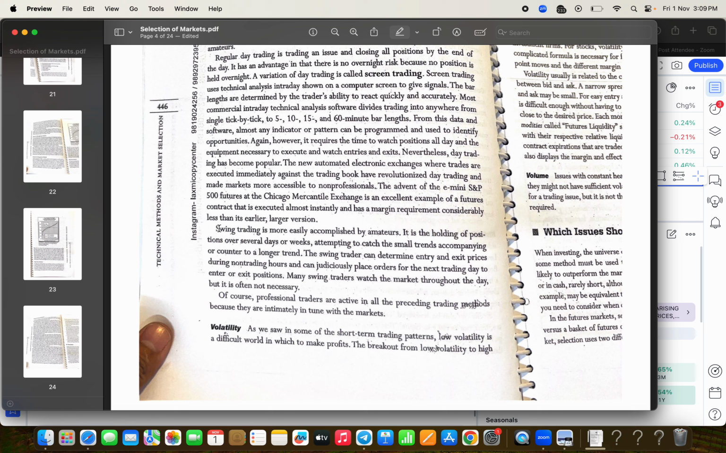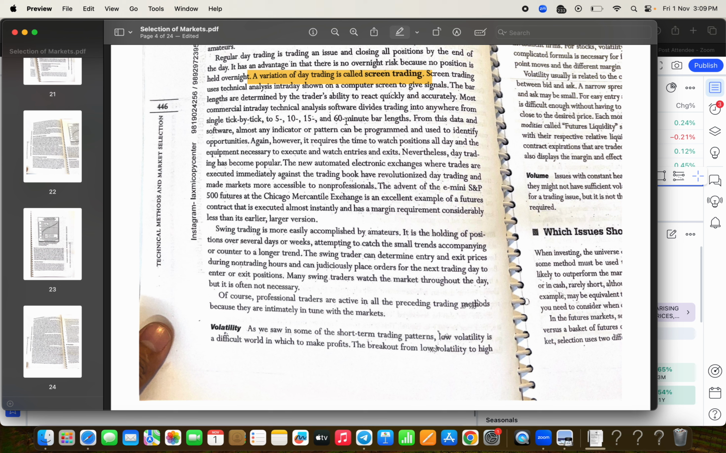However, a variation of day trading is called screen trading. Screen trading uses technical analysis intraday shown on a computer screen to give signals. The bar lengths are determined by the trader's ability to react quickly and accurately. Most commercial intraday technical analysis software divides trading into single tick by tick, 5, 10, 15, 60-minute bar lengths. These are basically the various time frames of the candlestick charts, right?